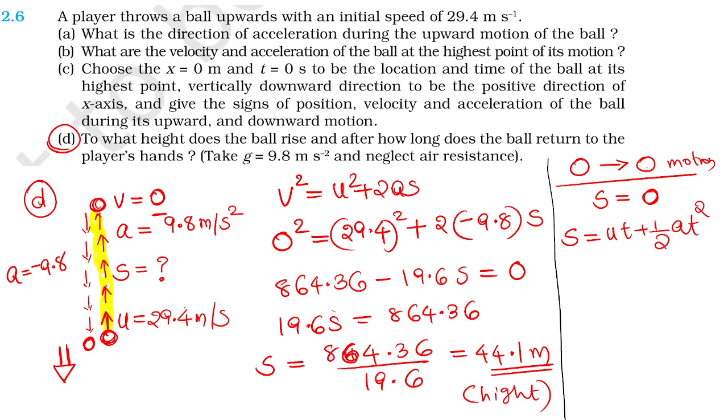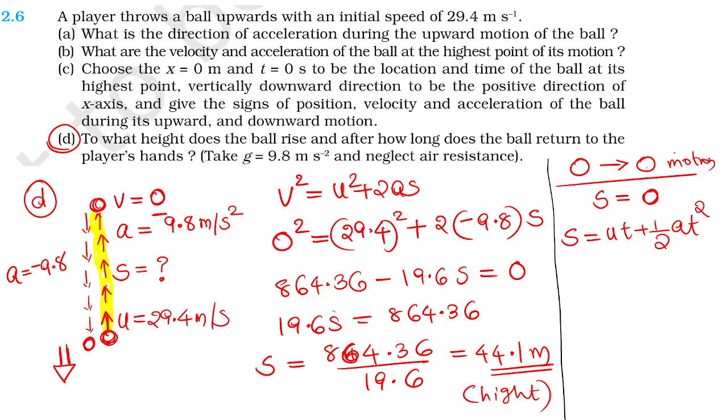O to O motion. Starting from O, finally O. S equal to 0. Starting velocity is 29.4. Time taken for the entire journey is T, which I don't know. Plus half into, there is no sufficient space, I will write in the next page. Let me write once again. S equal to ut plus half at square.